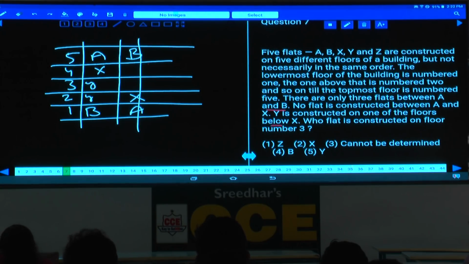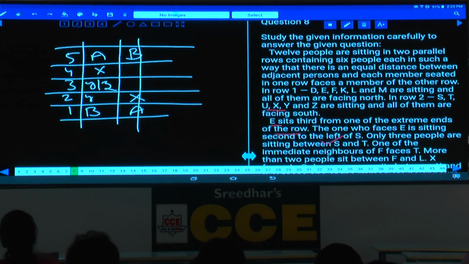No flat is constructed between A and X, and Y is constructed on one of the floors below X. Y can be either on the second floor or on the third floor. Then which flat is constructed on floor number 3? Now floor number 3, either it could be Y or what is the other thing left over here? A, B, X, Y, Z. Hence it could be either Y or Z, cannot be determined, choice 3. Now this is about question number 7.